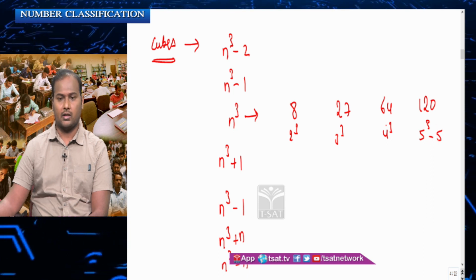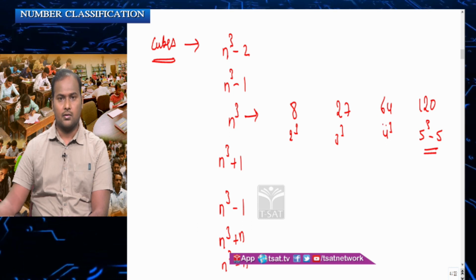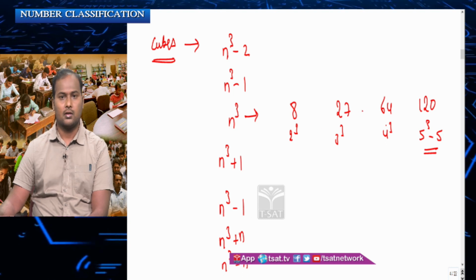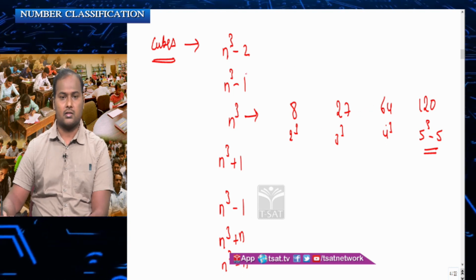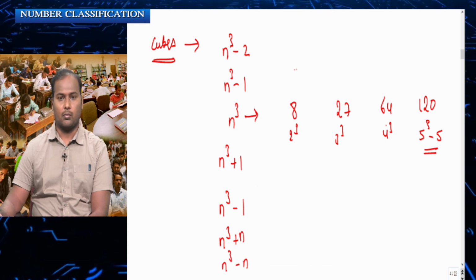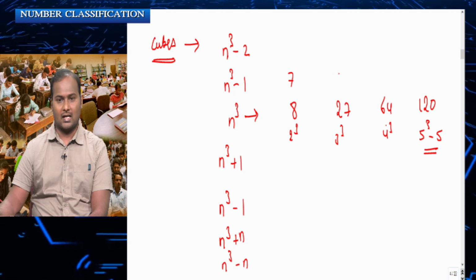This is the n cube minus n format. But you see, all the remaining ones are directly given as cubes. So, the common character for all these numbers is cubes, and based on this you are classifying them. So, in the exam or in your notes, you just write like this: n cube minus 1, the values near to n cube minus 1 as well.